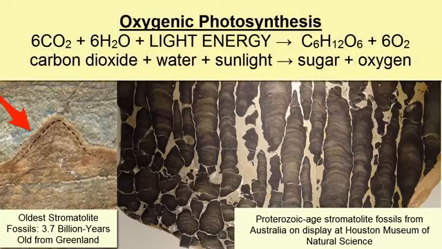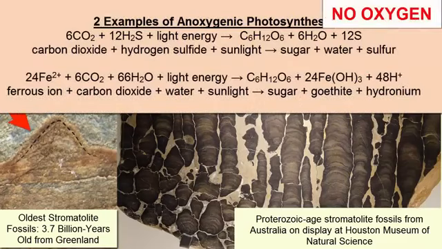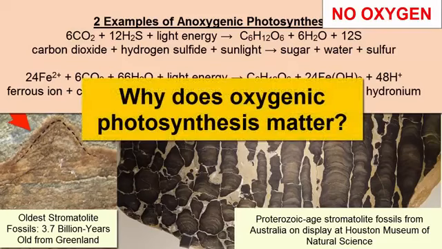Today, photosynthesis is primarily oxygenic, producing oxygen as a waste product. However, the earliest form of photosynthesis was not an oxygen-producing one. Why does the evolution of oxygenic photosynthesis matter?